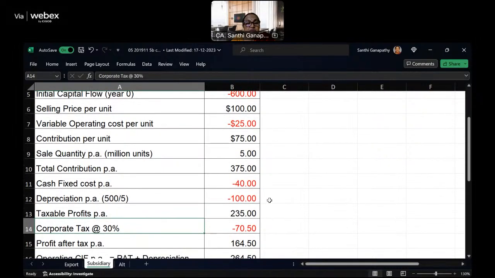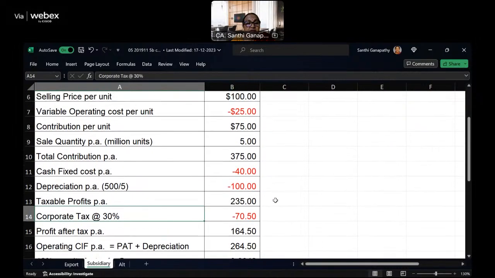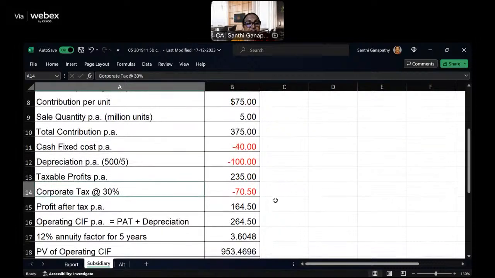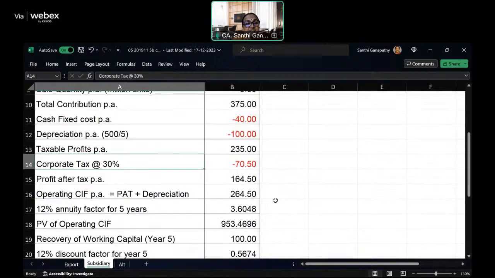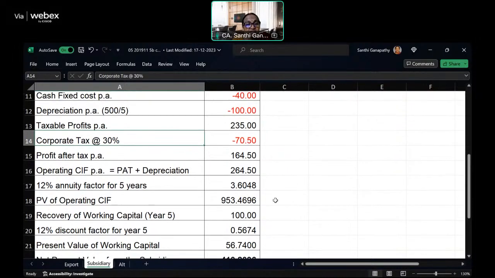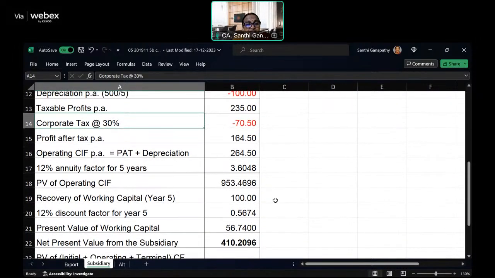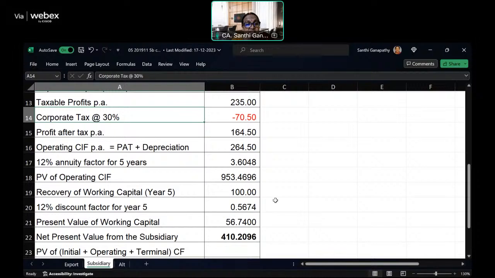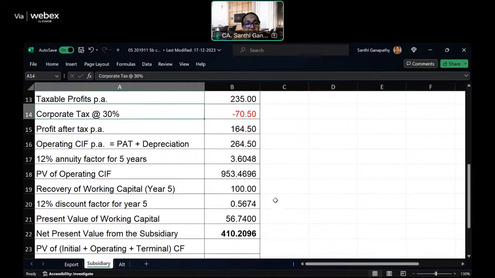Now, taxable profit you found. Deduct the tax, get profit after tax. Add back depreciation, get operating cash inflow. Apply the annuity factor. Find the present value of operating cash inflow. Recovery of working capital is there in year 5. Discount it. Get the present value. Get the net present value. Net present value will be initial cash outflow, annual operating inflow, and terminal inflow.